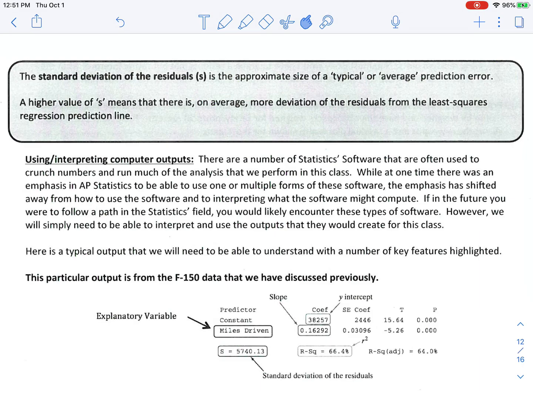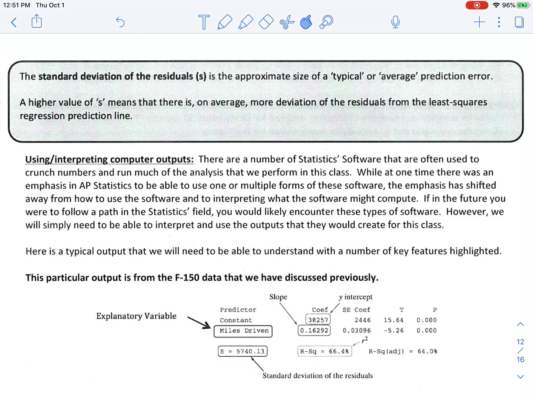Next thing, standard deviation of the residuals. Now, you already understand standard deviation. You understand residuals, okay? So it's the same thing, except it's applying the standard deviation idea to residuals. What is standard deviation? How far you are away from the average on average. And what's a residual? How far away in the y direction you are, the y value, from what was predicted. So you combine those together, and it's the approximate size of the typical or average prediction error.